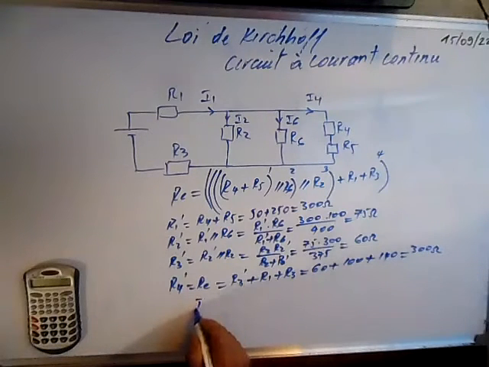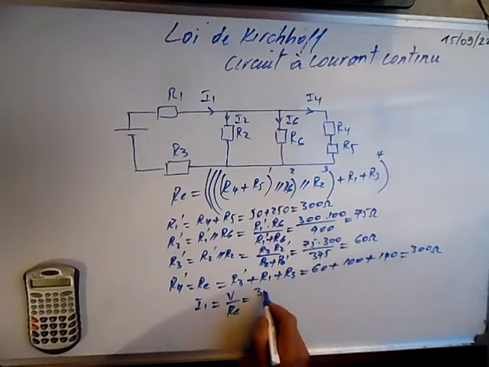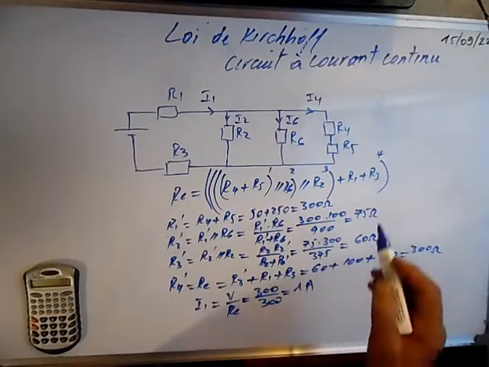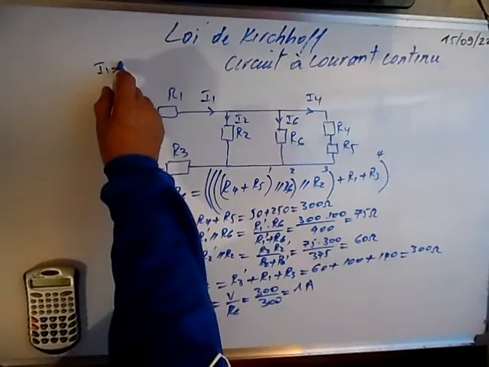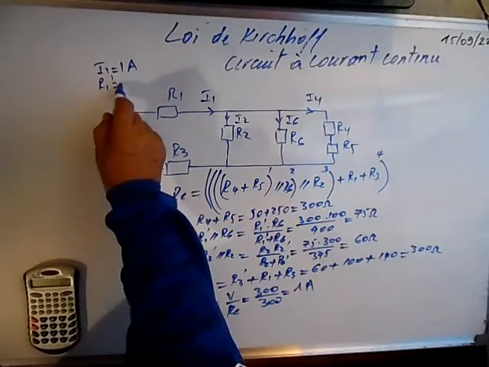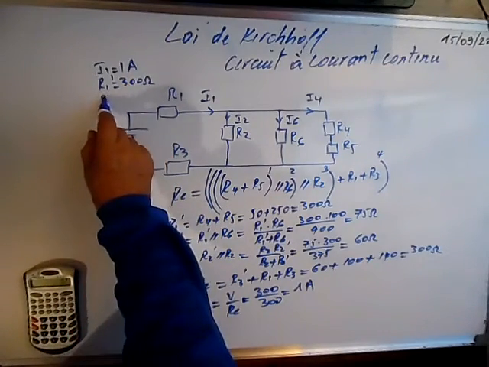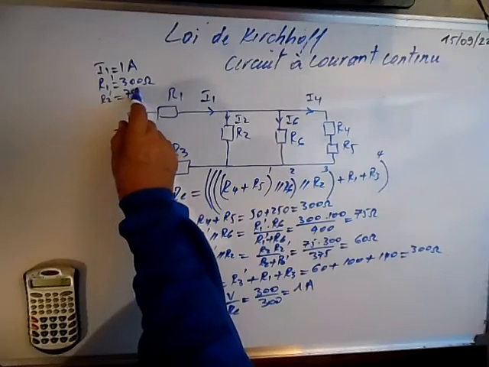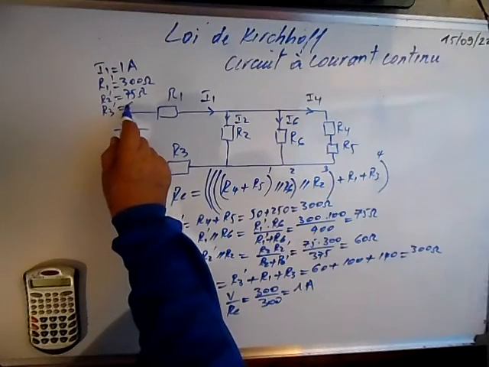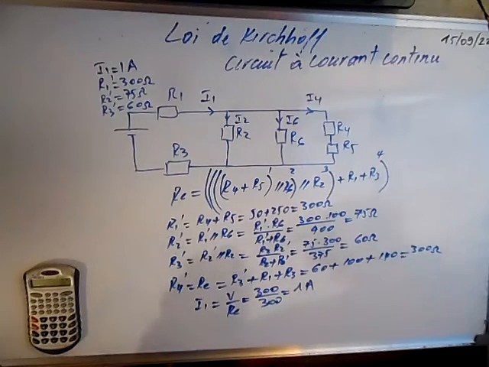Now we can calculate I1 is equal to V over RE is equal to 300 over 300, and it's 1 amp. Let's write the result. I1 is 1 amp. R1 prime is 300 ohms. R2 prime is 75 ohms. R3 prime is 60 ohms. I think we might not need all this.